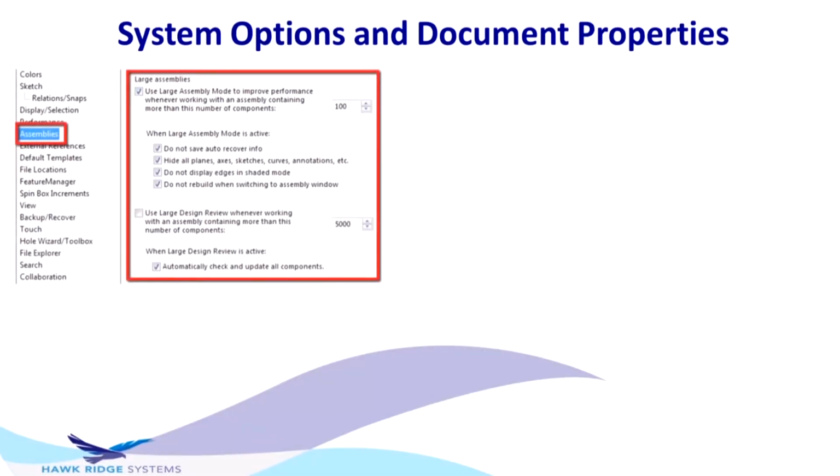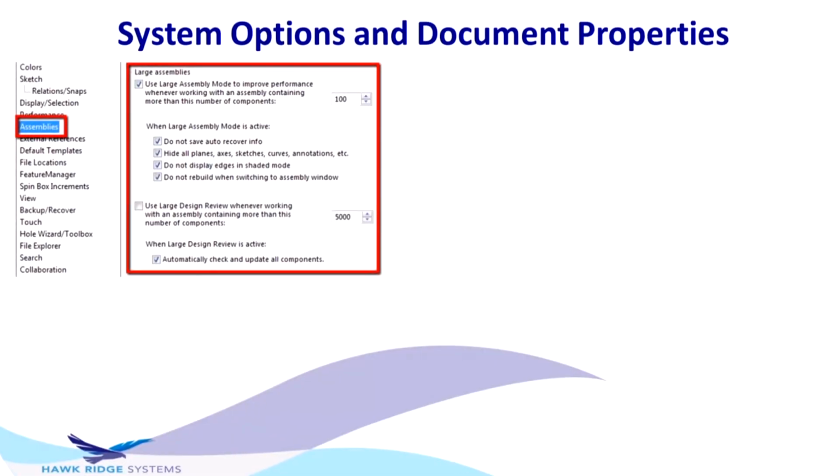In your system options, we have large assembly mode, which I was talking about, that threshold. Right here I have it set to be 100. So that means anything over 100 components, auto recover info is not going to save, edges will not be displayed in shaded mode, things like that, as well as large design review.